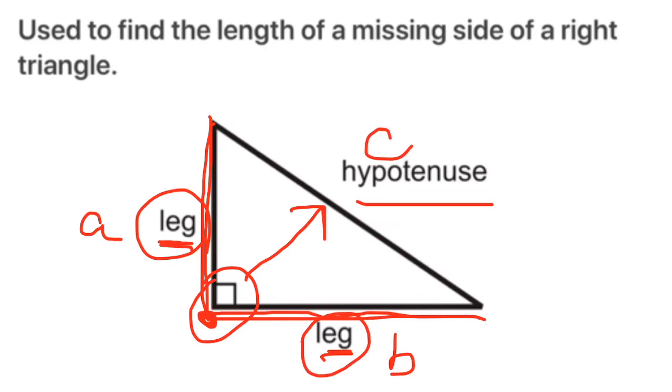Remember, the letters A, B, and C just represent an unknown side length. I could use any letters to represent these sides as long as we know that the sum of two of the sides squared will equal the third side squared. So this is an introduction to what the Pythagorean theorem is used for, as well as identifying the names of the different sides in a right triangle. Take a minute and pause the video and copy this into your notes.